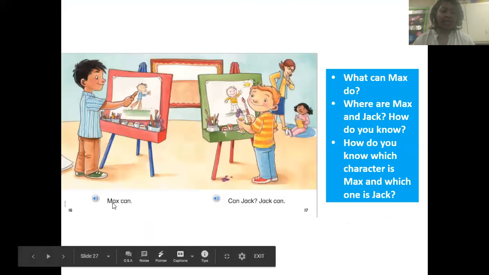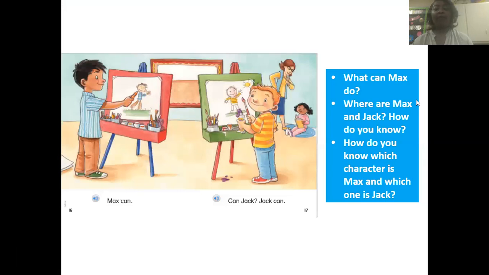Let's read. Max can. Can Jack? Jack can. Now here are some questions that you can think about. What can Max do? Where are Max and Jack? How do you know? How do you know which character is Max and which one is Jack? Let's look. Max is drawing in the picture, and he's painting. And Jack is doing the same thing. He's painting as well, but he has on a yellow shirt. So we start over here with Max, and then we move on over to Jack.